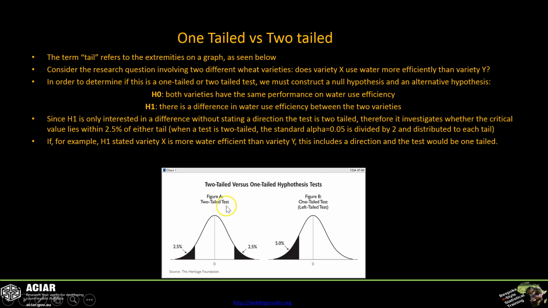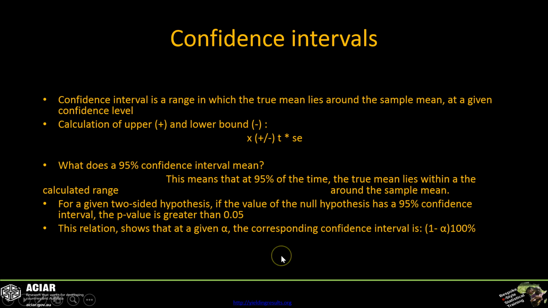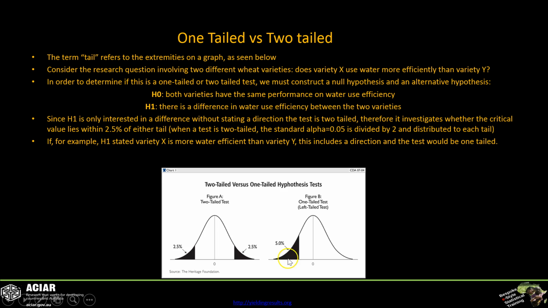Figure A shows a two-tailed test. When you say that your alpha is 0.05, you're actually saying that you've got 2.5% in the lower tail and 2.5% in the upper tail. If you just did a one-tailed test, you'll be putting all of that 5% potentially in either the lower tail here or the upper tail. The term tail refers to the extremities on a graph, the tail of the normal distribution.